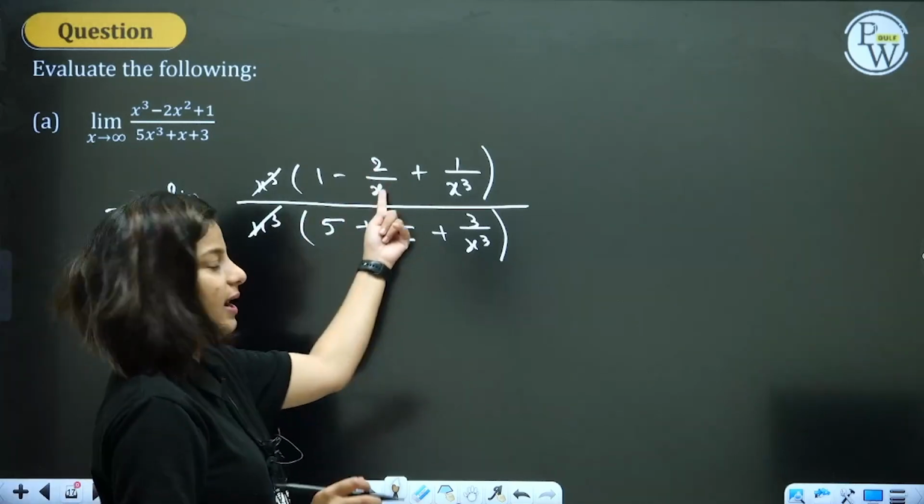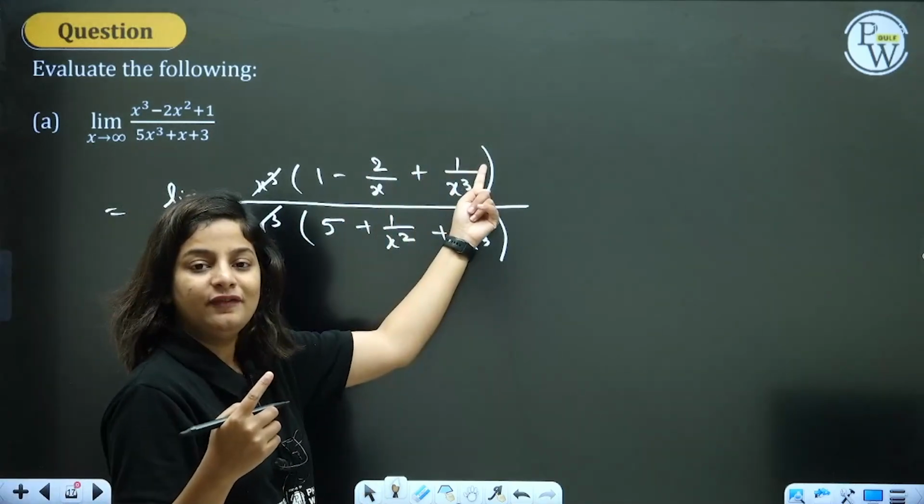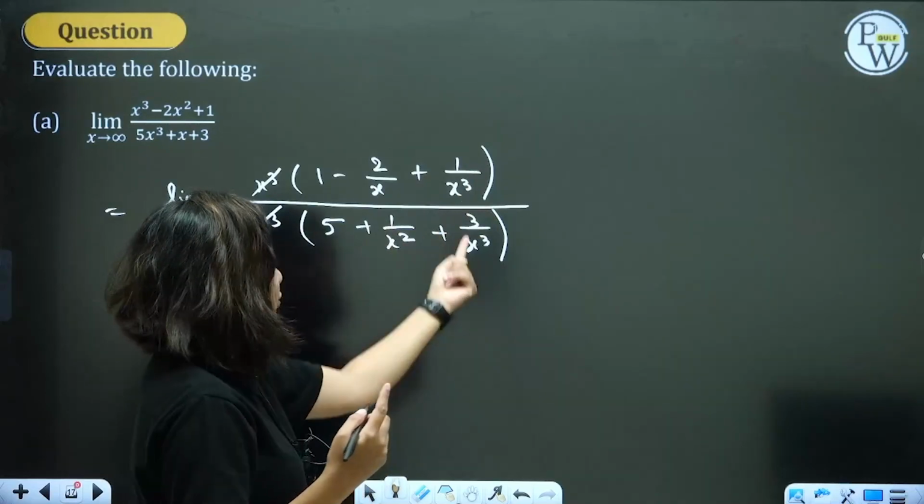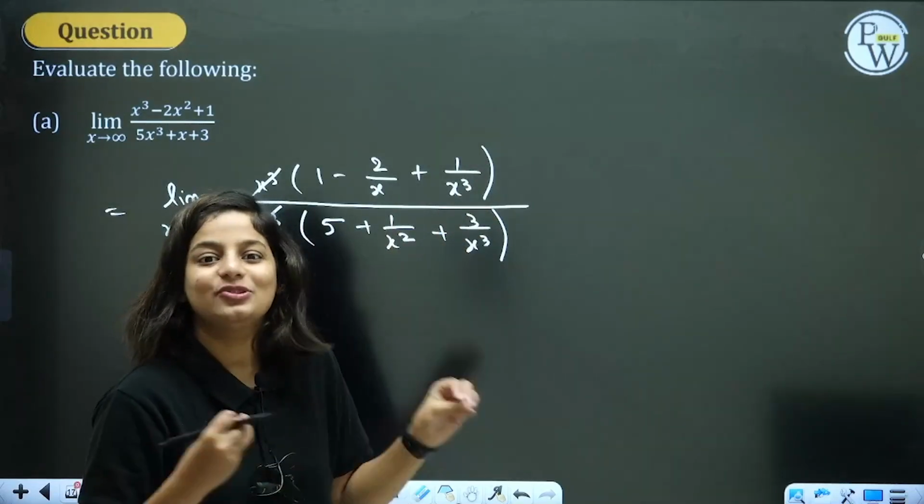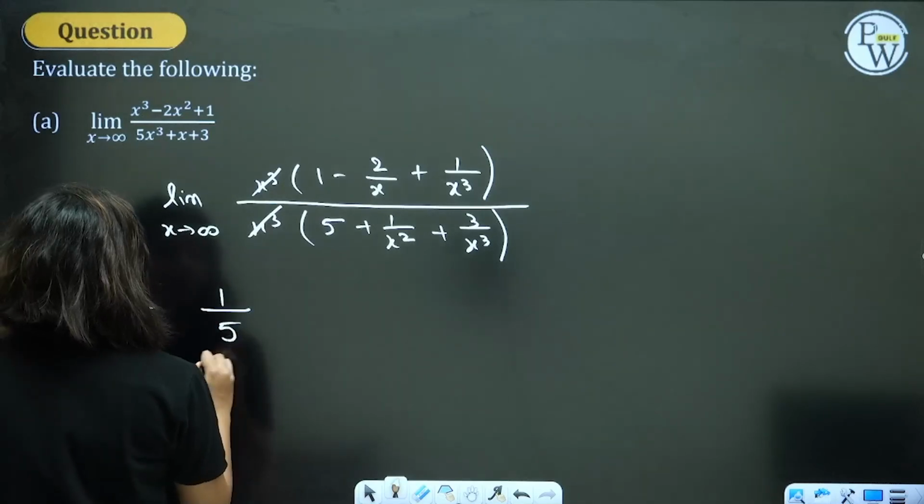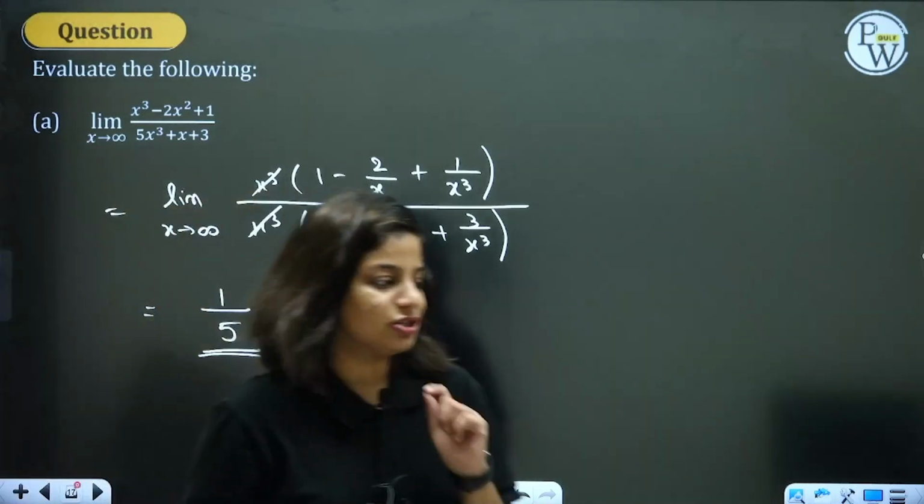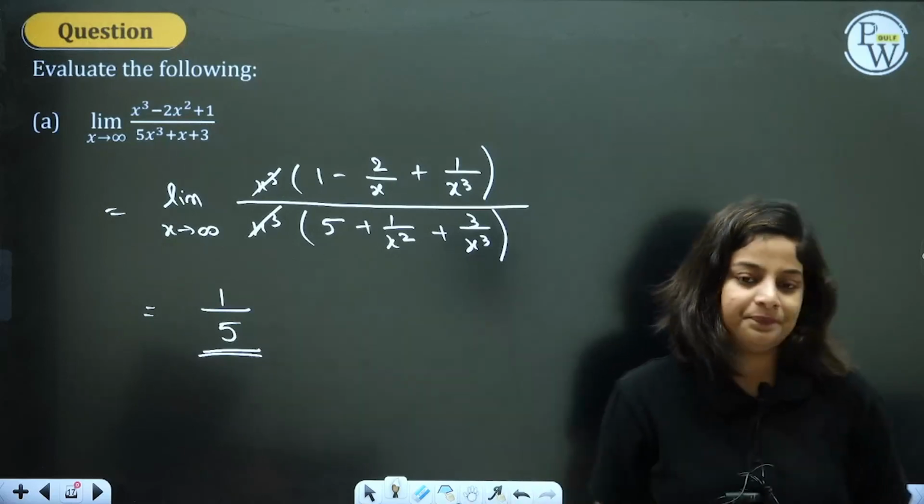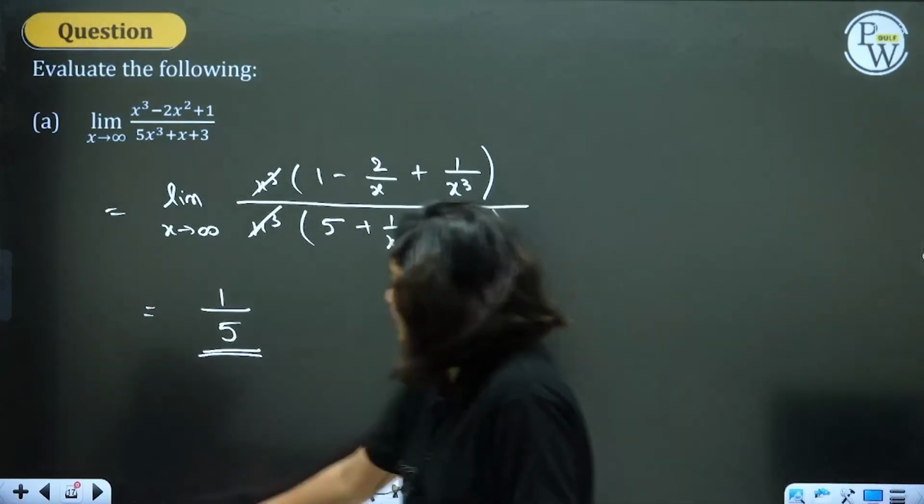Substitute your limit. 2 by x, 2 by infinity, 0. 1 by infinity cube, 0. This 0, this 0. 1 by x square, 1 by x, 1 by x cube, all of them will be 0. Numerator is left with 1, denominator with 5. The answer to this question is 1 by 5. Done. Easy. Very easy. Good.